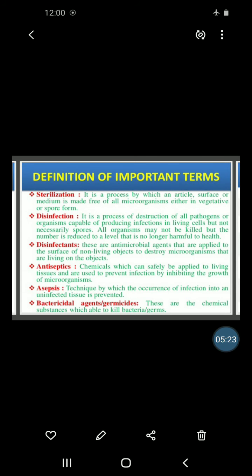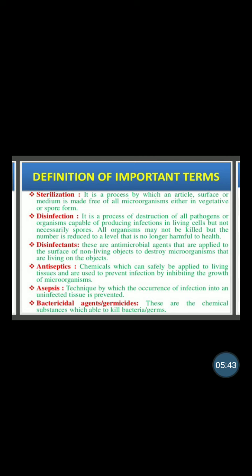Next, we will see the classification of sterilization, or the methods of sterilization. There are three main methods of sterilization. First, the physical method, then the chemical method, and third, the mechanical or filtration method of sterilization.